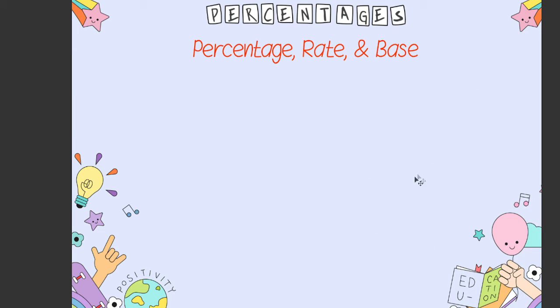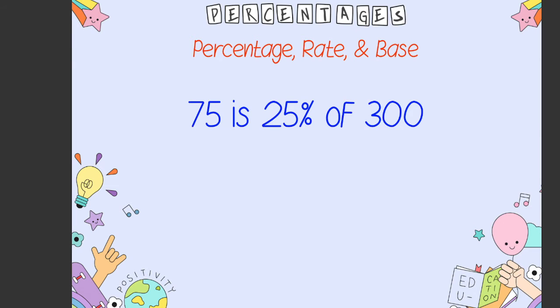Now let's go to percentage, rate, and base. We have here this example. 75 is 25% of 300. So your base is 300. This is because your base represents 100% or the total value of something. Now your percentage is 75. Take note that the percentage is the proportion or something that is part of the base. And your rate is 25%. The rate is the one that defines what part of the percentage.